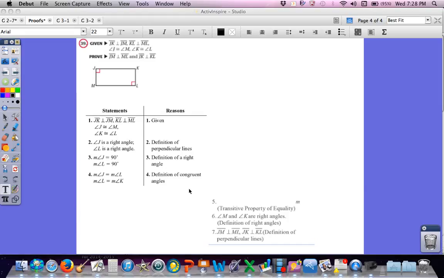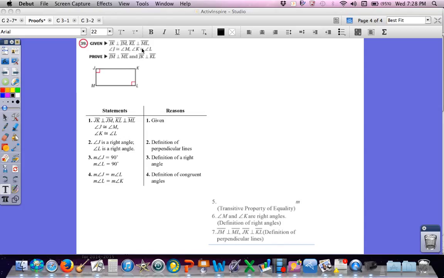Okay, I have these exposed. We're going to go through this last problem. Another proof here. We're told that JK is perpendicular to JM, KL is perpendicular to ML, angle J is congruent to angle M, and angle K is congruent to angle L.